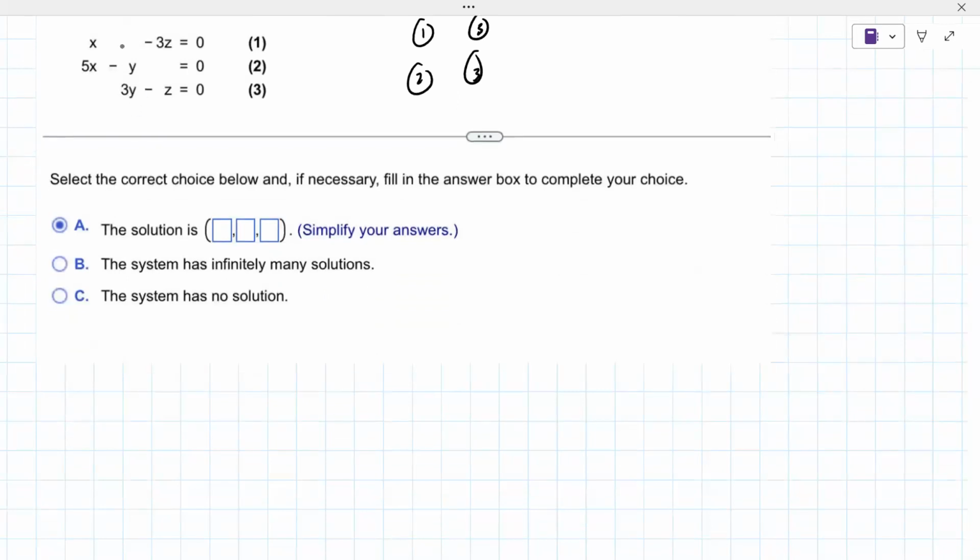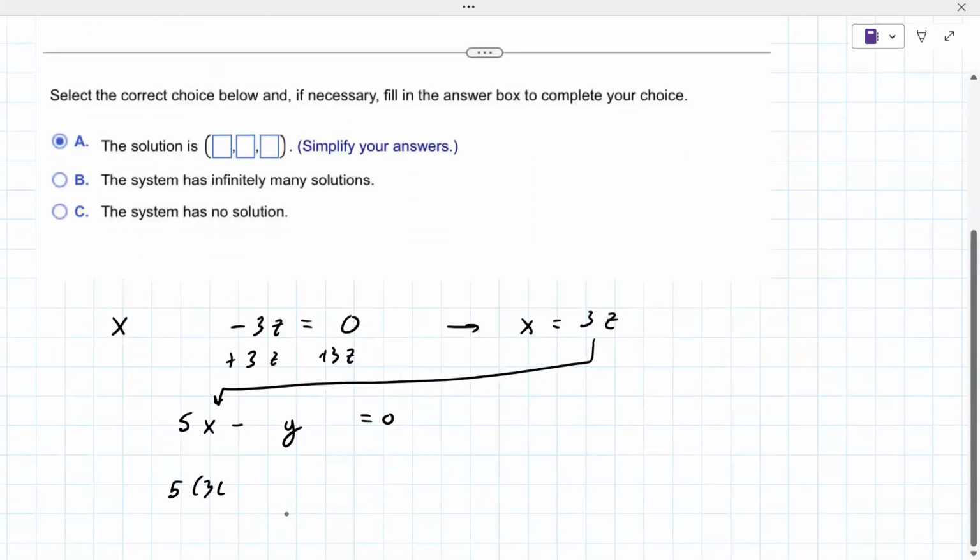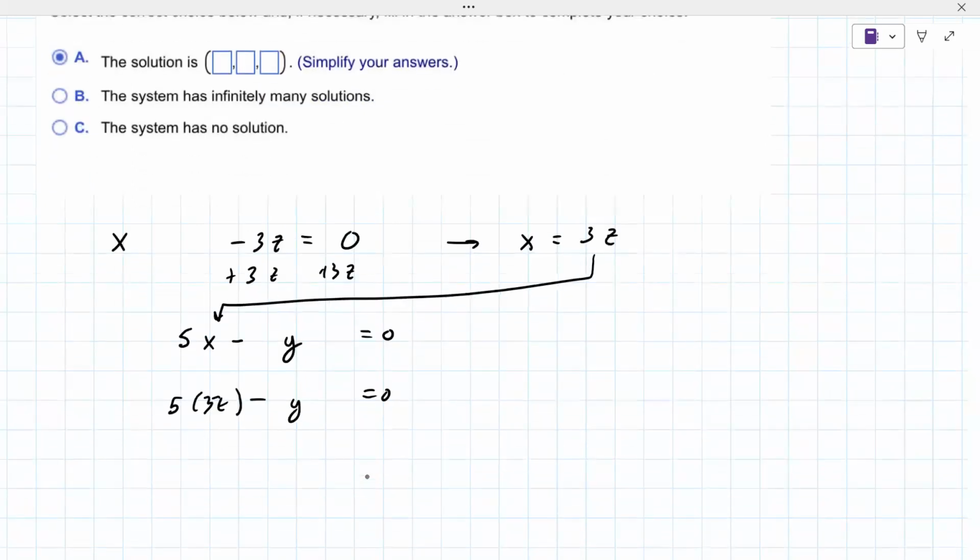In equation 1, let me write equation 1. Equation 1, you can solve for x. X equals 3z because you would add 3z to both sides. Does that make sense? Yeah. Now, if we put that into equation 2, which is 5x minus y equals 0, 5 times 3z minus y equals 0, you get 15z minus y equals 0. Is that okay so far? Yeah.